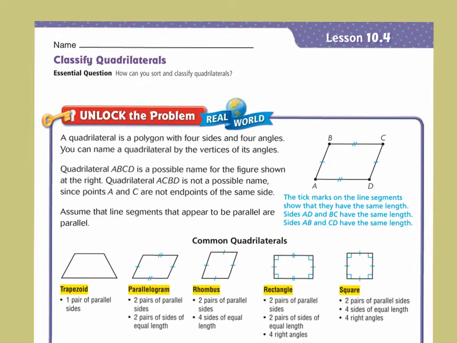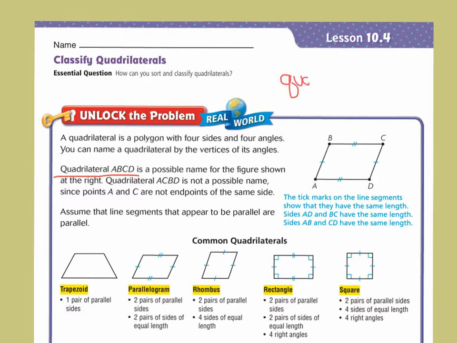Okay guys, let's look at the unlock the problem. It says a quadrilateral is a polygon with four sides and four angles. You can name a quadrilateral by the vertices of its angles. Just like when we name an angle or a triangle, we want to be looking at the points. There is no little triangle symbol or angle symbol for a quadrilateral. Usually you would write out the word quadrilateral, but to save time, I'm just going to put quad.